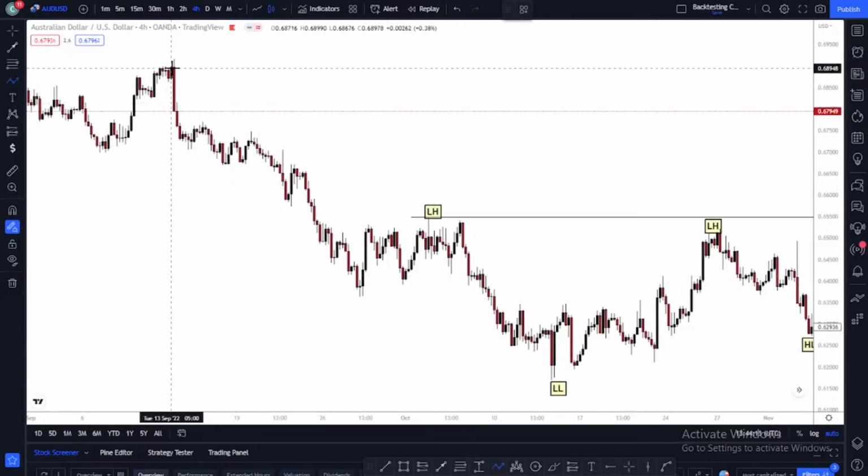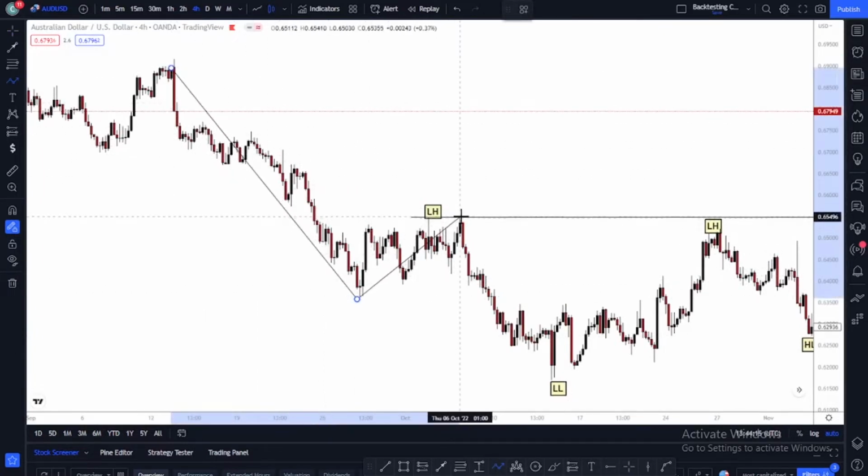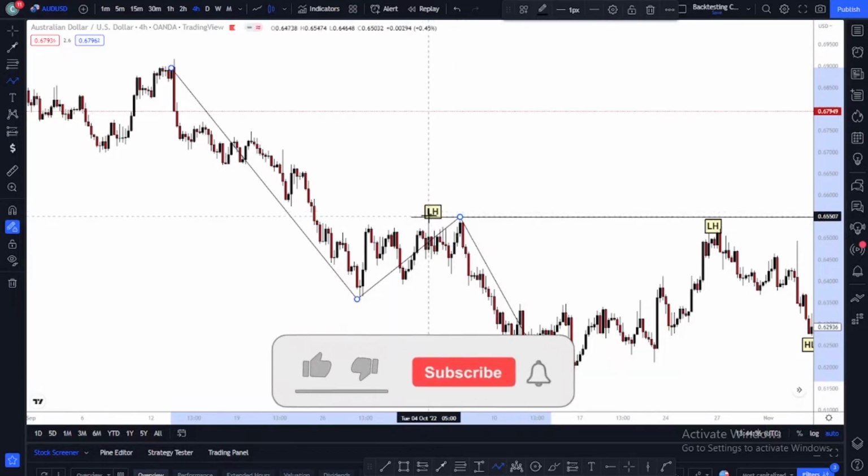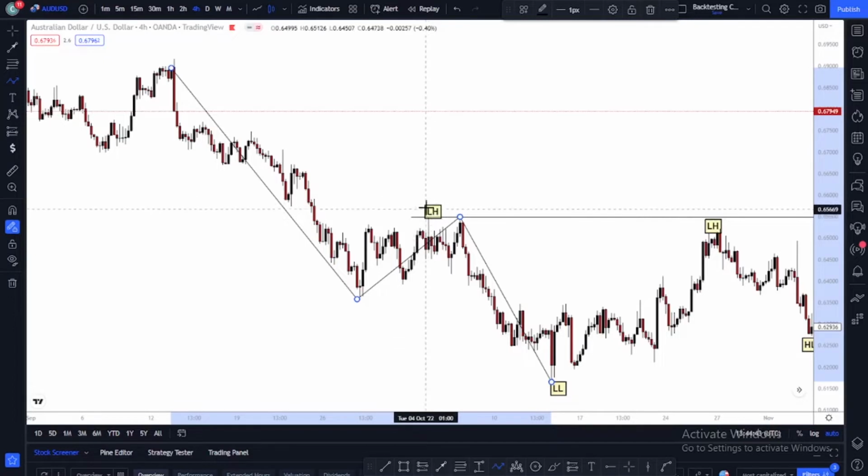So price came down and created this lower high right here. After price created this lower high, what did it do? It came down and created this lower low right here. Remember, this was the last lower high price created. So till price closes above this lower high right here, structure hasn't been broken. We are still in the downtrend. I repeat, till price closes above this lower high right here, we haven't broken structure. We are still in a downtrend.